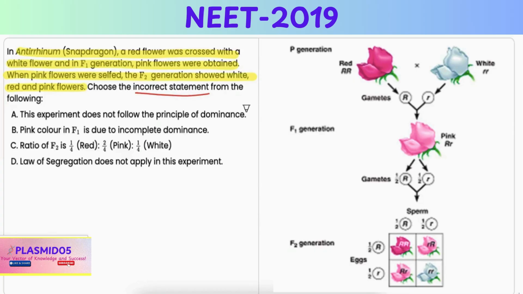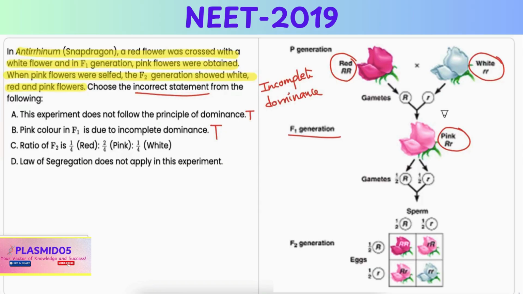Now this statement is correct because incomplete dominance is observed in this experiment, and in incomplete dominance, neither allele is completely dominant, resulting in an intermediate phenotype like pink flowers in the F1 generation. Hence, this is an incorrect option. Option B, pink color in F1 is due to incomplete dominance. Now, this is also true. The pink color in F1 results from incomplete dominance, where the red and white alleles blend to produce a pink phenotype. Hence, it is an incorrect option.